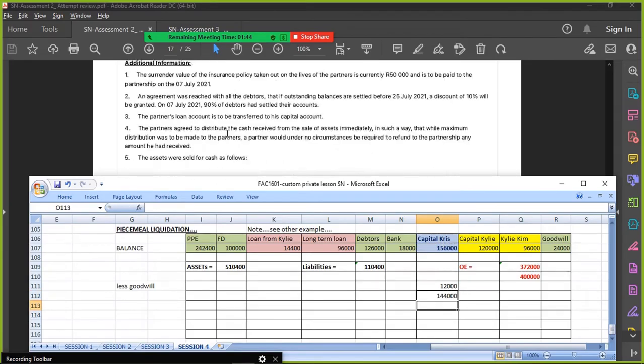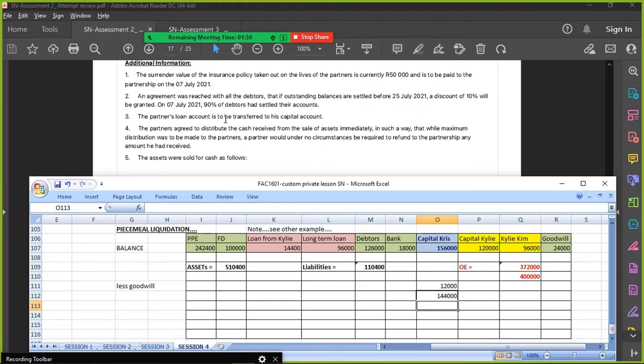Okay, was there anything else? Let's go read the question. This was on the 7th of July. That's after the liquidation was decided. The settled before 21st July discount. Okay, that's also after. That's 25 July, 7 July.